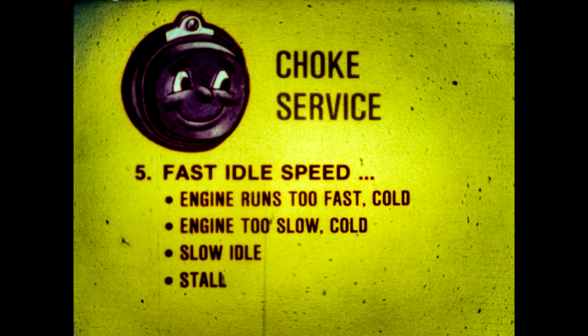Adjusting the choke cover controls the operating time of the choke. It does not affect idle speed. Typical symptoms that can be corrected by properly setting the choke cover are a choke that stays on too long or too short of time, or engine stalling after a short warm-up, but not after it's hot. Fast idle speed is always adjusted after the engine reaches operating temperature. An improper adjustment can cause the engine to idle too slow when cold, race during warm-up, or stall.